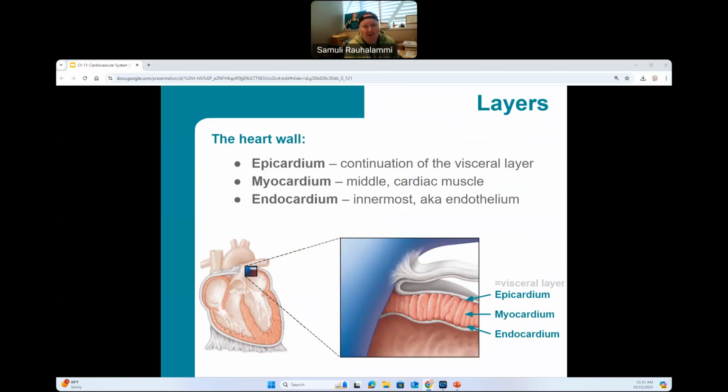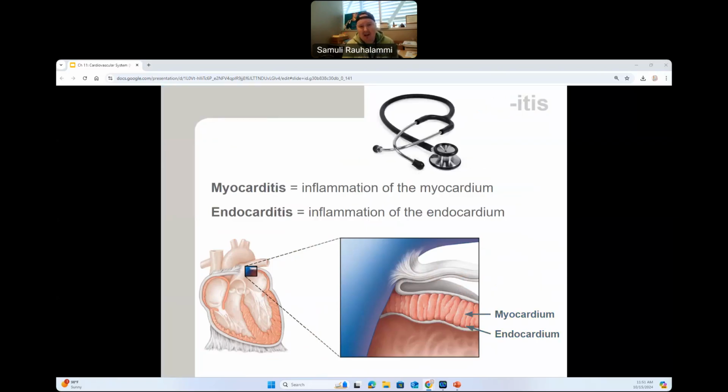Again, a little bit of clinical relevance in medical language. Itis, as you are familiar with, refers to inflammation of a particular part. So myocarditis would be referring to the inflammation of the myocardium, this muscle layer of the heart. This weakens the heart and its electrical system if we have myocarditis. Endocarditis instead is the inflammation of the endocardium, and this is typically caused by infection and also places the heart valves at risk. So they are often treated, these endocarditis, with antibiotics.